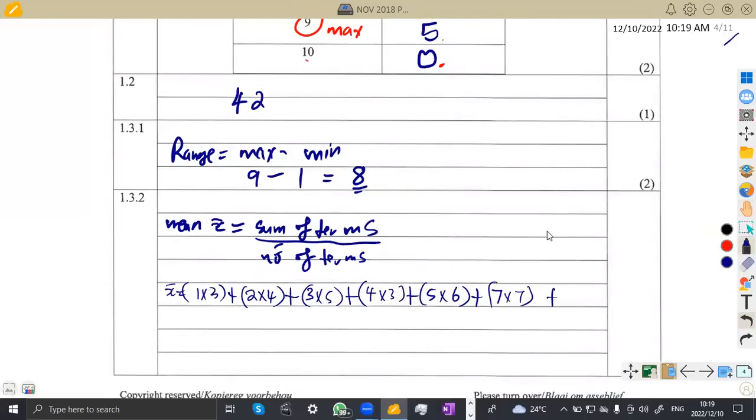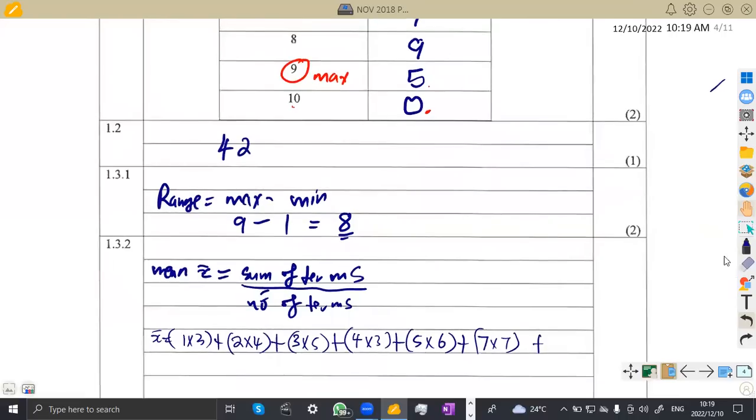All right, plus we move on to 8. So 8 here corresponds with 9. So it's going to be 8 times 9. So that's plus 8 times 9. All right, let's do this. This is a times. So that's 8 times 9. Plus we move on to 9 here. 9 corresponds with 5. So it's going to be 9 times 5.